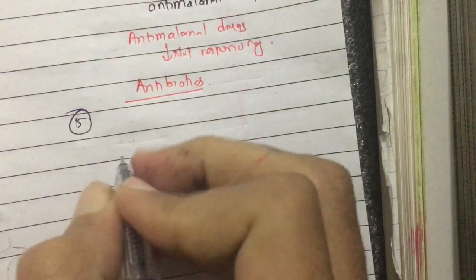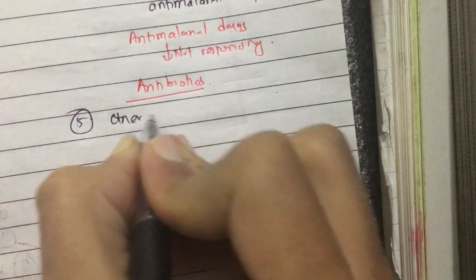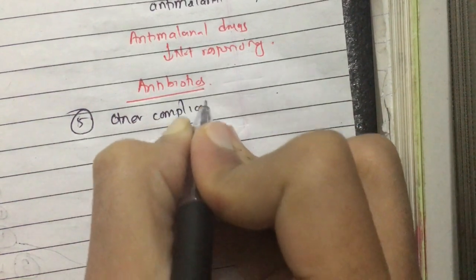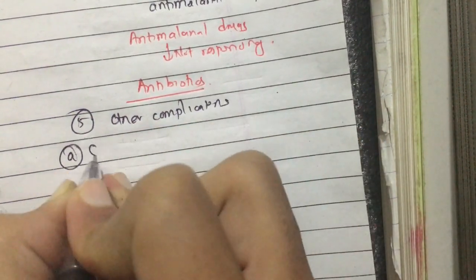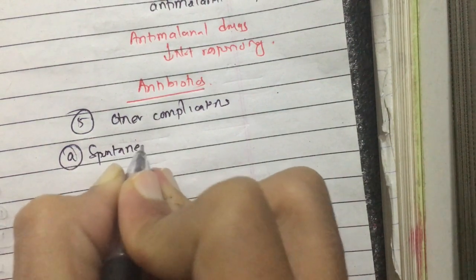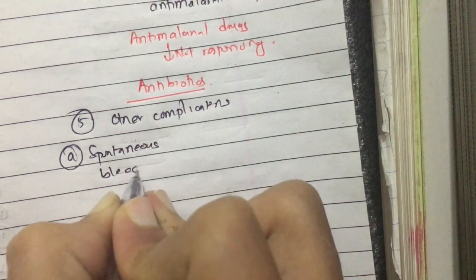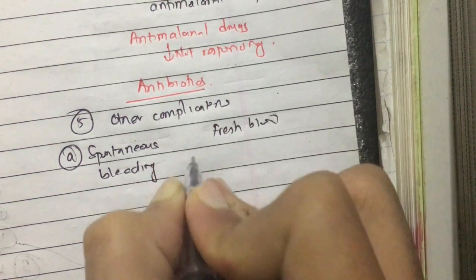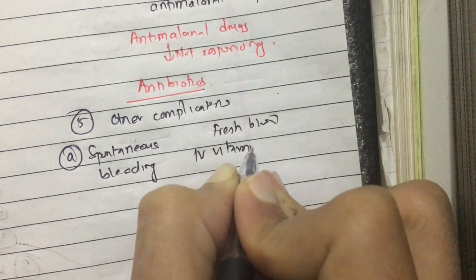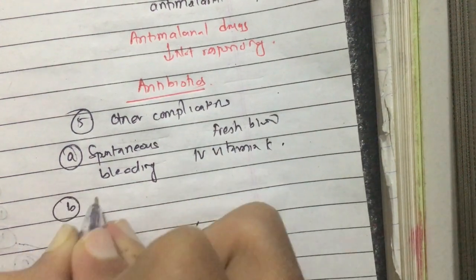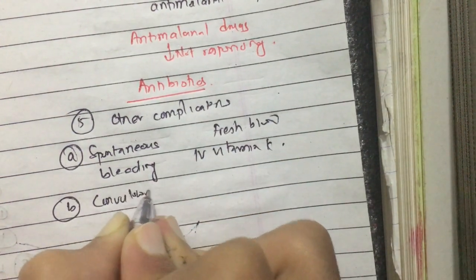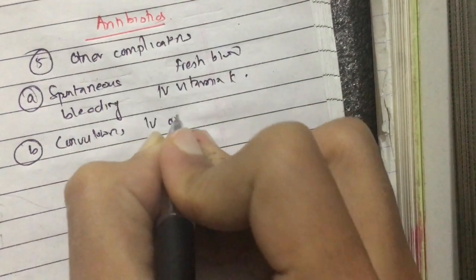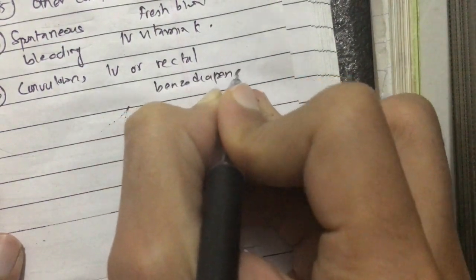Fifth is the management of other complications. Like spontaneous bleeding: spontaneous bleeding can be managed by fresh blood and IV vitamin K. Second is convulsions. Convulsions can be managed by IV or rectal benzodiazepines and respiratory support.